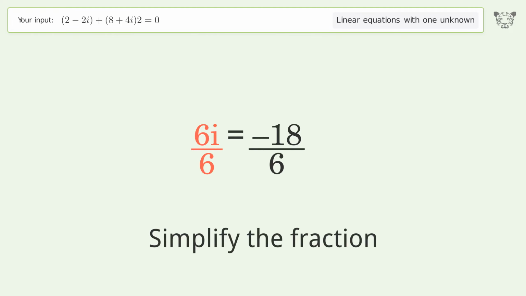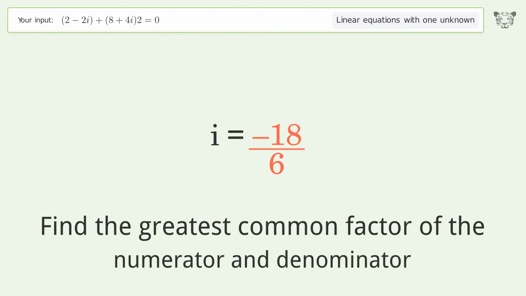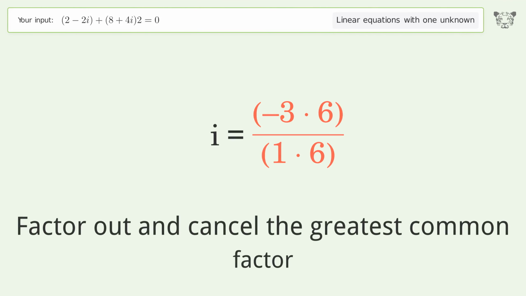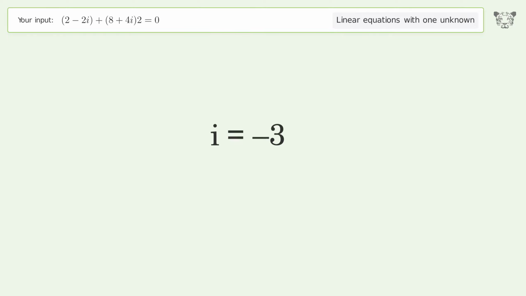Simplify the fraction. Find the greatest common factor of the numerator and denominator. Factor out and cancel the greatest common factor. And so the final result is I equals -3.